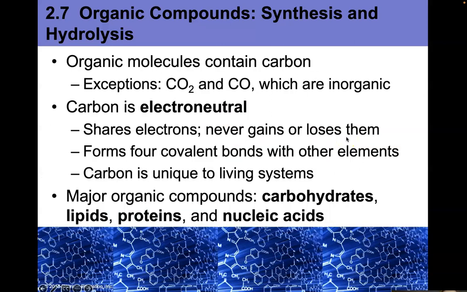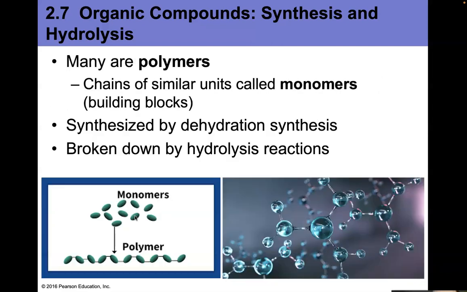So what that means is whether or not we're making carbohydrates, okay, we do it via dehydration synthesis. If we're making lipids, we do it through dehydration synthesis. If we're making proteins, we do it through dehydration synthesis. If we're making nucleic acids, we do it through dehydration synthesis. All of them are made through dehydration synthesis. Cool, right? Less that you have to remember, right?